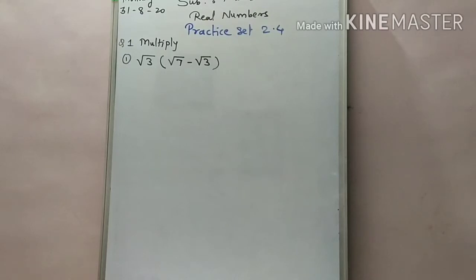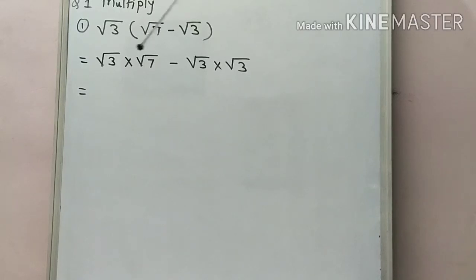The first question is multiply, and the first example is root 3 into (root 7 minus root 3). So what we have to do here is multiply root 3 with these two numbers. Pay attention over here. As we open the bracket, we multiply root 3 with root 7, minus sign is there, and root 3 into the second term, again root 3. Now we observe that the order is the same, so we multiply the radicands.